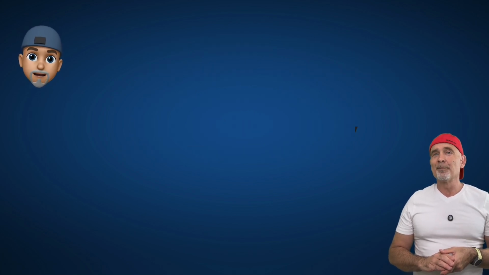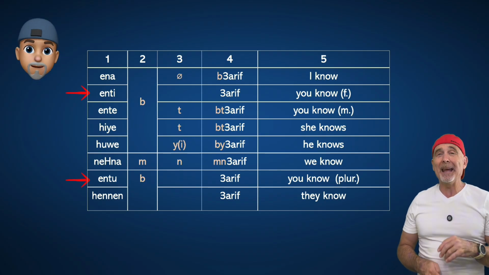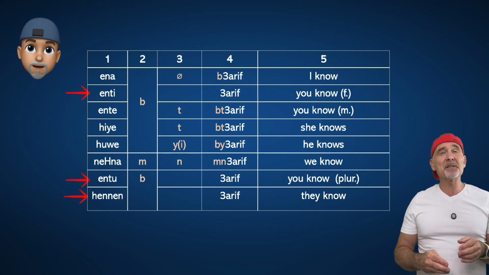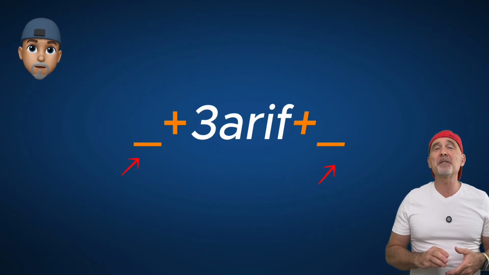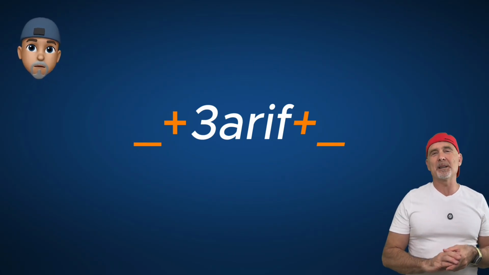Again, why did you skip أنت, Mike? Because أنت, أنتو, and هنن have something in common. They take something before the verb and something after the verb. So I wanted to keep them nicely together.